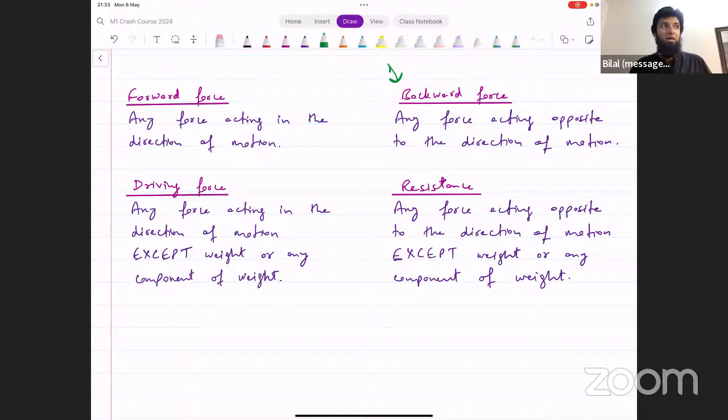Resistance is all backward forces apart from weight or any component of weight. So just weight is not considered in any of them. But apart from that, driving force is all forward forces and resistance is all backward forces except weight. All right. So weight is not considered in driving force or resistance, but weight is considered as a forward force or a backward force.